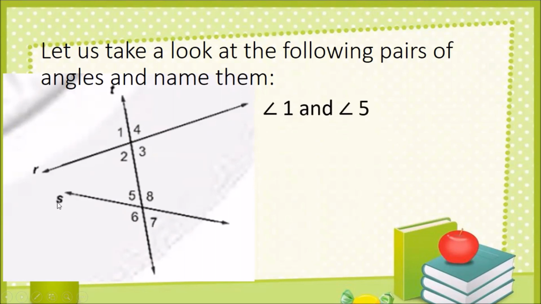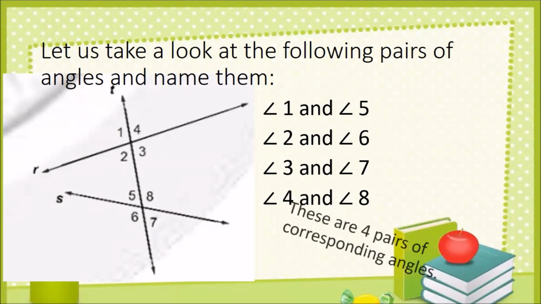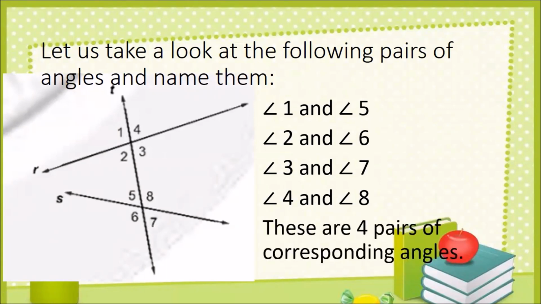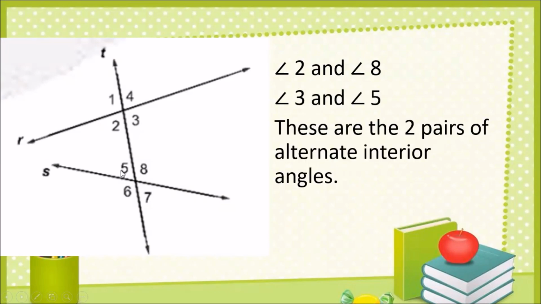So angle 1 and angle 5, angle 2 and angle 6, angle 3 and angle 7. So ang apat na ito ay tinatawag na corresponding angles. These four pairs, so same figure, angle 2 and angle 8, angle 3 and angle 5, these pairs of angles are alternate interior angles. Magka-opposite pero parehas silang interior angles, alternate interior angles.